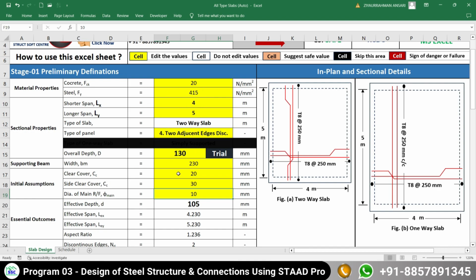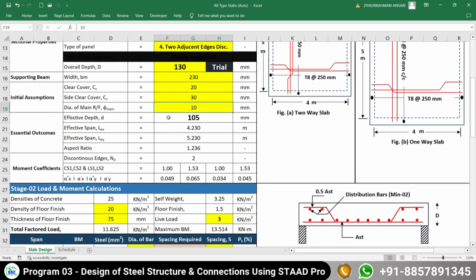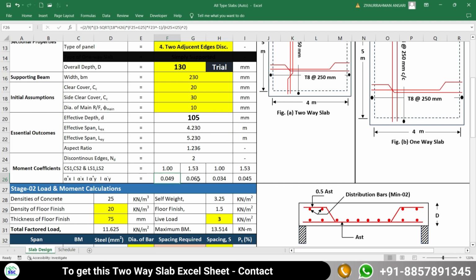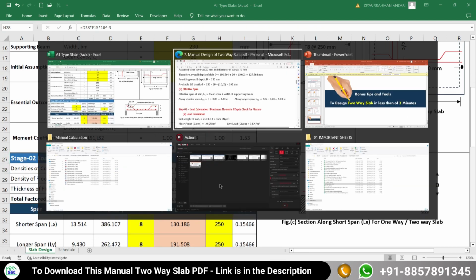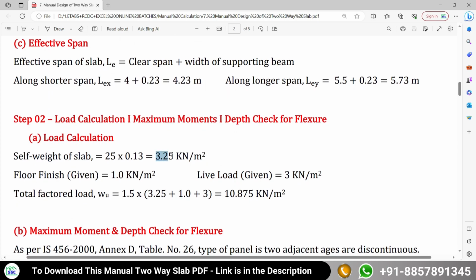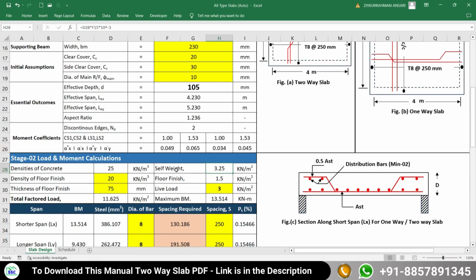These are the values only in yellow cells. Now the sheet is going to calculate the effective depth and effective spans, everything by itself. Next, the sheet is also going to calculate the moment coefficients. You don't need to look at the IS code. Now here the self weight of the slab is going to be calculated by the sheet itself, as 3.25. The sheet is also doing the same calculation.